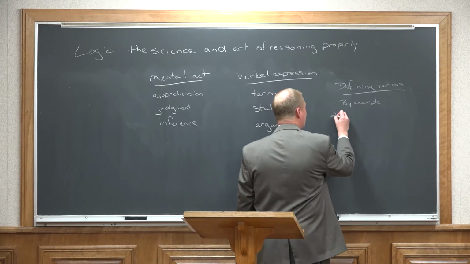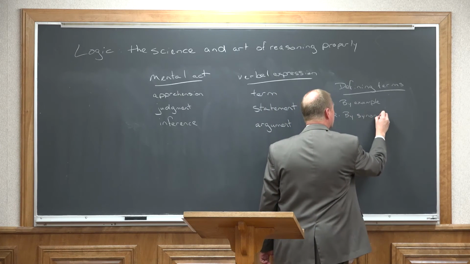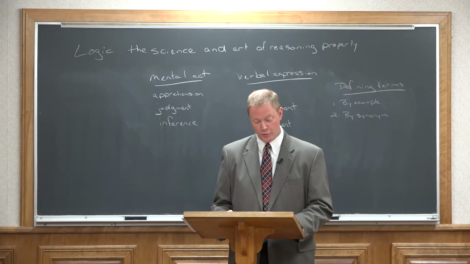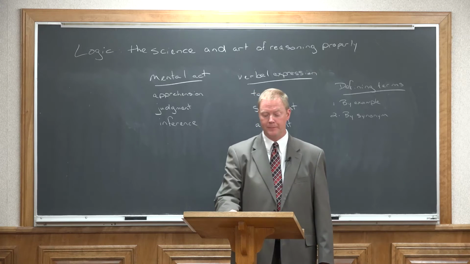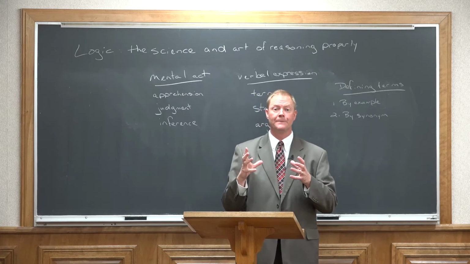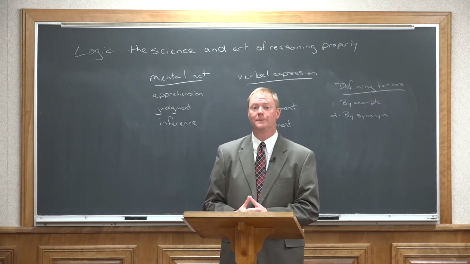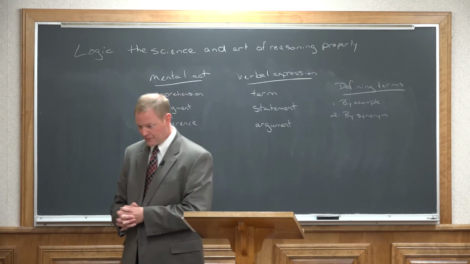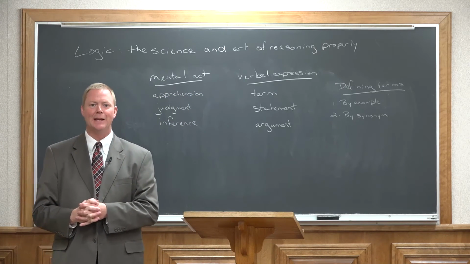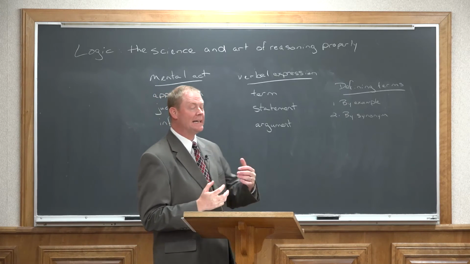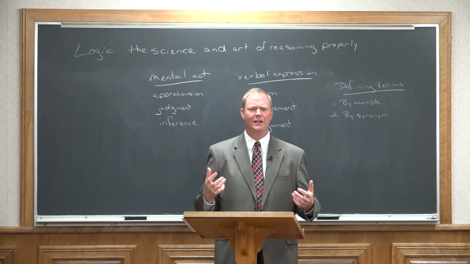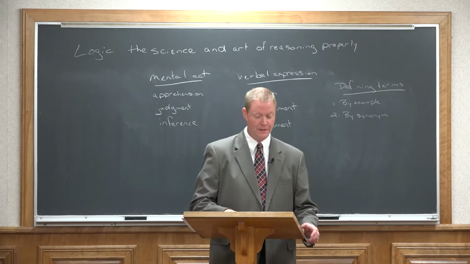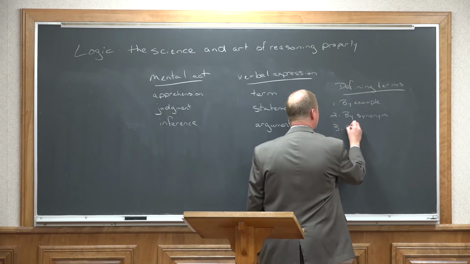The second way to define is by synonym. Finding a similar word, usually one that is more familiar than the word you're defining. So if you were to define sphere by synonym, you would say ball. If you were to define animosity by synonym, an easier word, if a little kid says, "Dad, what is animosity?" say hatred, strong dislike for. That's definition by synonym.